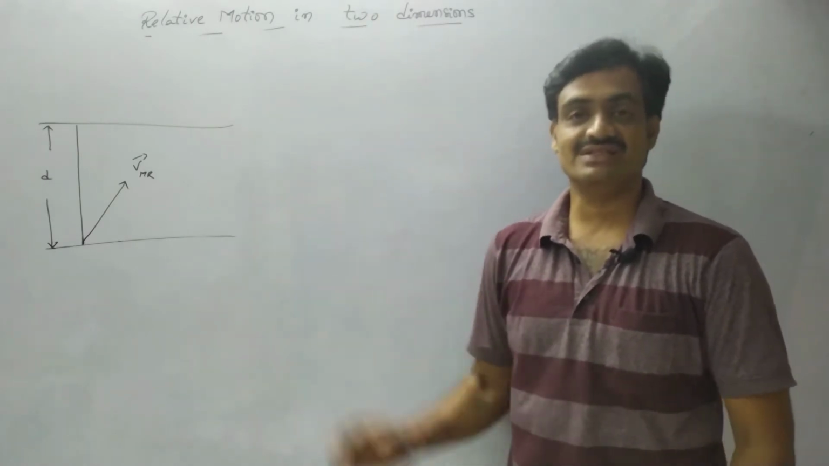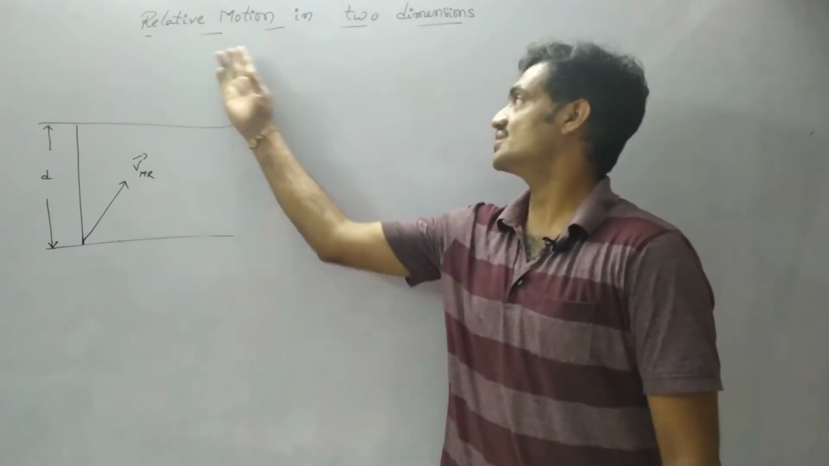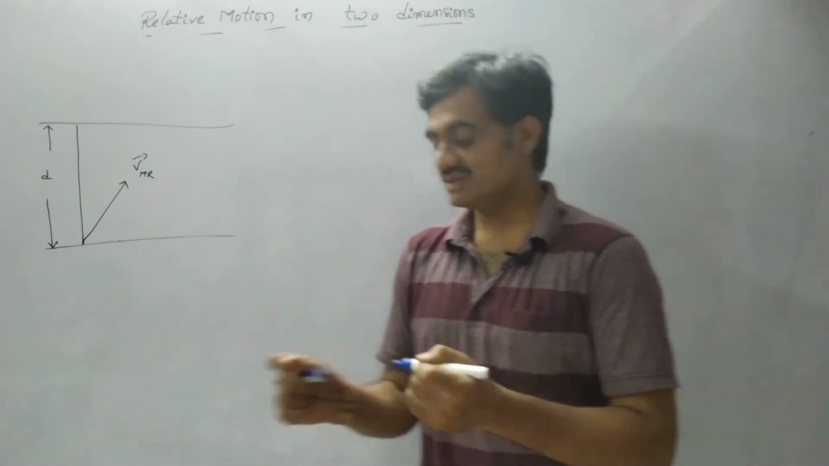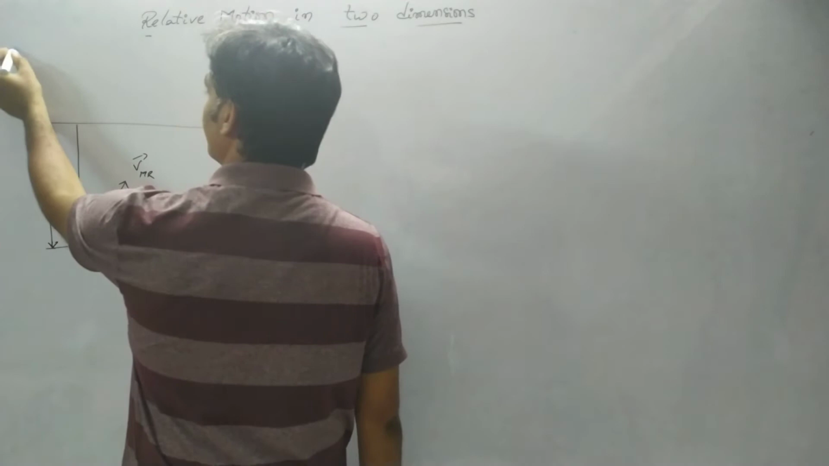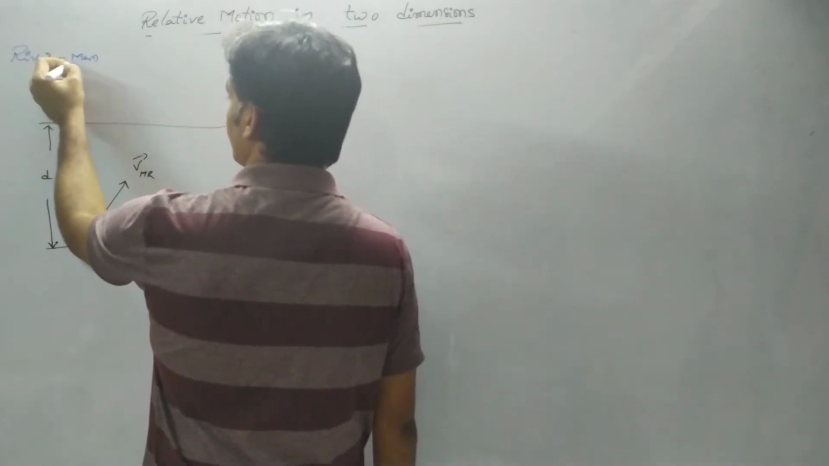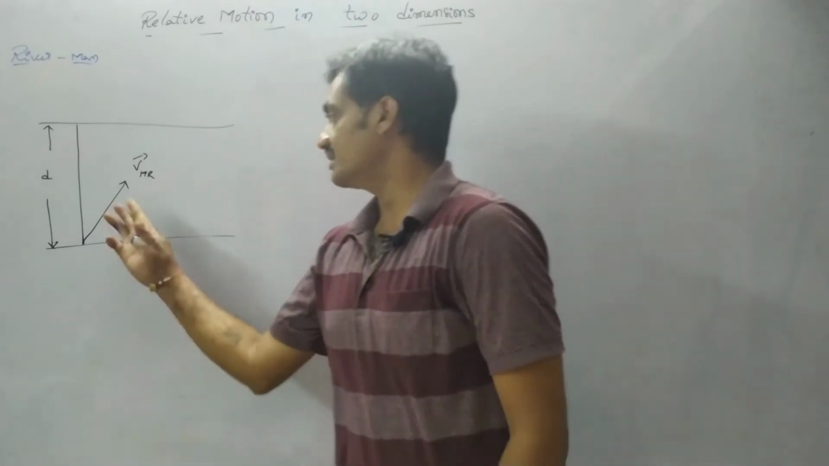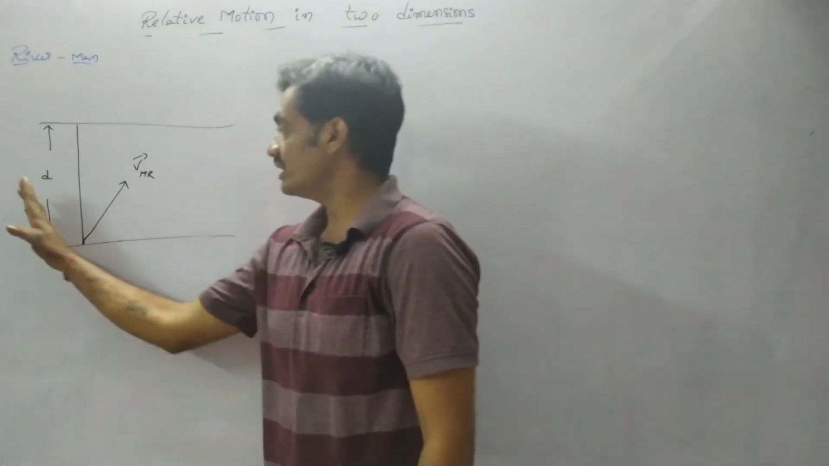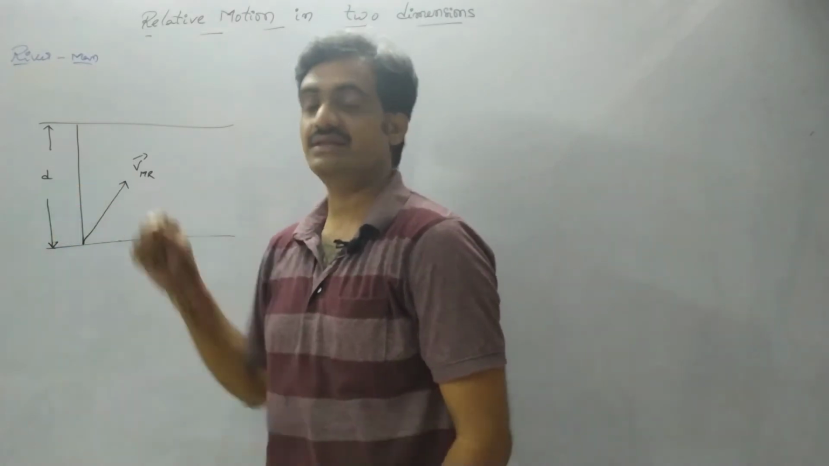So today we are going to discuss relative motion in two dimensions. In order to represent this, we consider the case of river and man. We consider two river beds, and the river is flowing, and the width of the river is d.